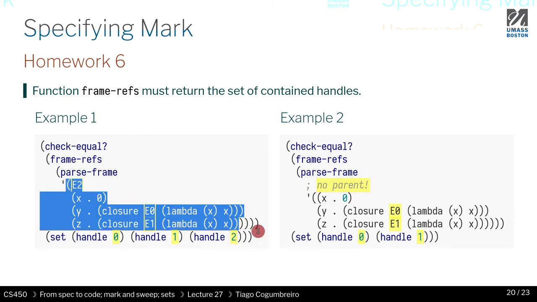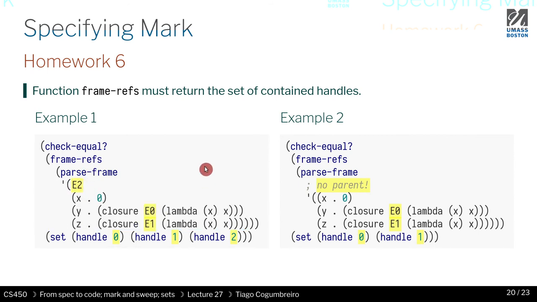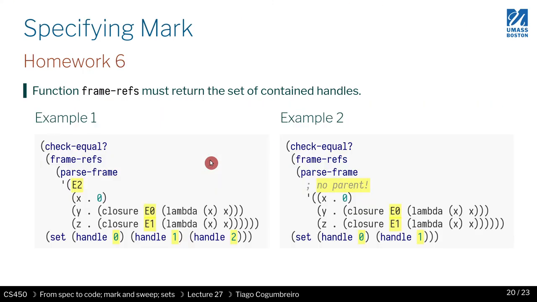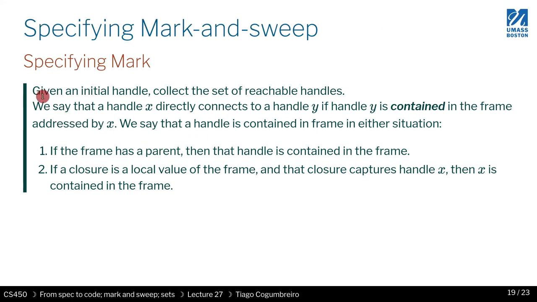In this frame, what are the next possible places, or the links, right? So the idea is you imagine your memory as a graph, right? Each node is a frame, and the connections to the next node are given by frame refs. So in this case, the frame is connected to E2, E0, and E1, okay? And the only thing you have to consider is the case where you've already visited something. Basically, if a handle has already been visited, you shouldn't visit it again.